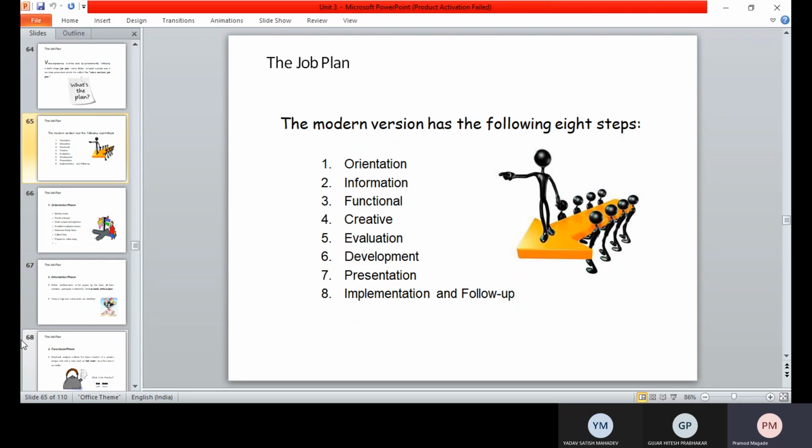I'll read. Orientation, what should be the structure of the product. We have to define it as a team, not as a single person. Then we'll have to collect, gathering the information, we'll have to define the function, and in that function we'll have to do something more innovative that we called as a creative structure we'll have to find, and then we'll have to make the evaluation whether that creative nature is workable or not, that we'll have to define. After that we need to go for the development of the things, then that development will have to be authorized, or we'll have to take the audit that we called as a presentation, and then after that we'll have to go for the implementation and follow.